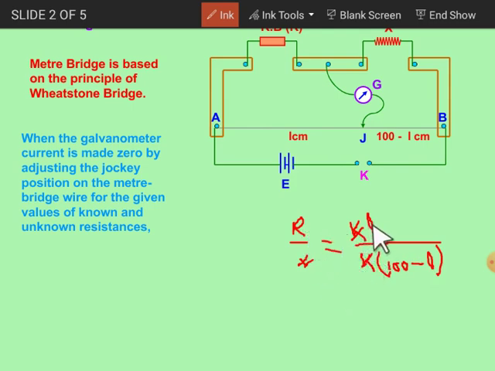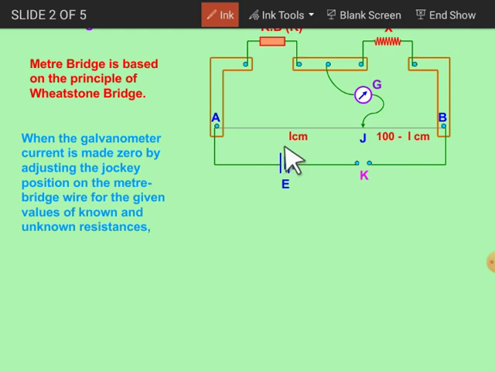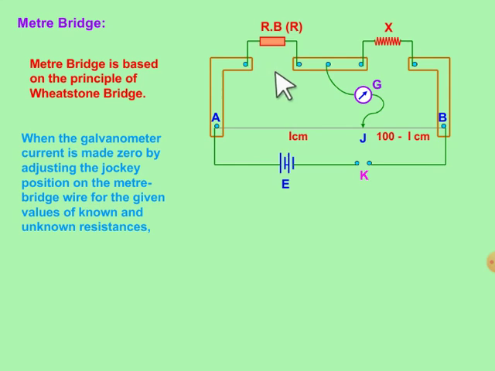By simply knowing this balancing length of the null point, you can easily find the unknown resistance in terms of the known resistance from the resistance box and this length. This is the way the Metre Bridge is used, just to find the unknown resistance by applying your Metre Bridge.